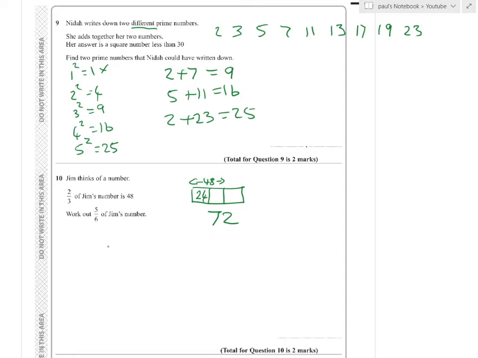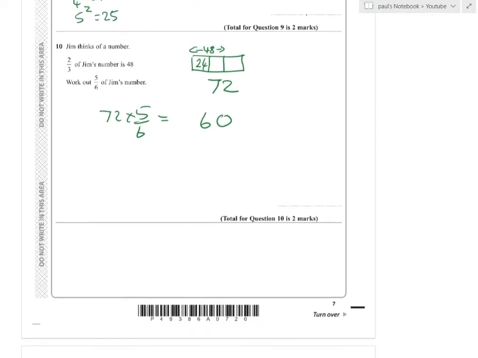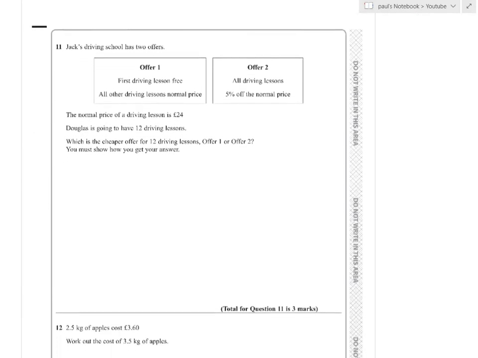Right, 5/6, so 72 times 5 divided by 6 is 60. 5/6 of Jim's number is 60. Not much, but I like it. Right, let's have a go at the next one, please.